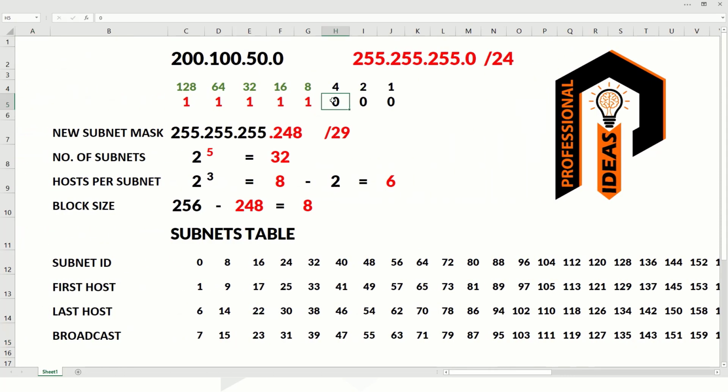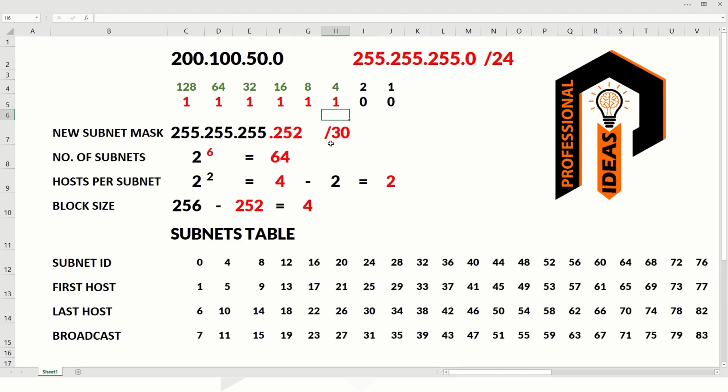For /30, we will have to borrow 6 bits. New subnet mask will be 255.255.255.252, and by following the procedures in the previous example, we will get subnetting table of /30.